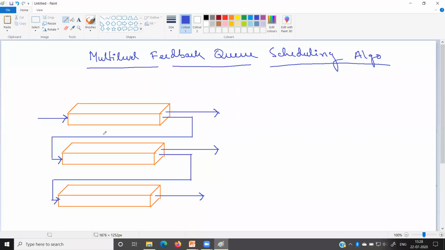In the multi-level feedback queue scheduling algorithm, you can see over here there is a feedback path from one queue to another queue. Those are the different queues. Let us say the first queue is used to store the foreground process, the next queue is used to store the background process, and the last queue is used to store the interactive or rather say student processes.